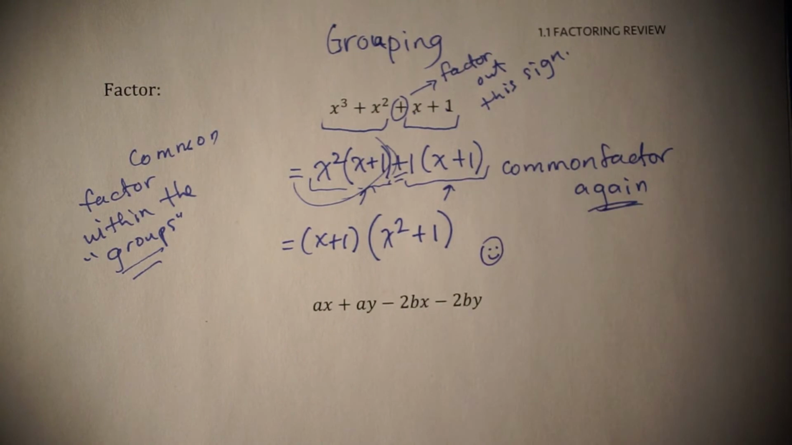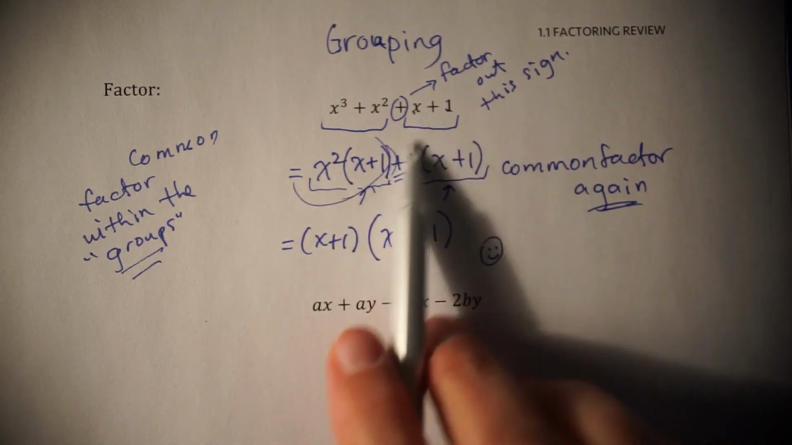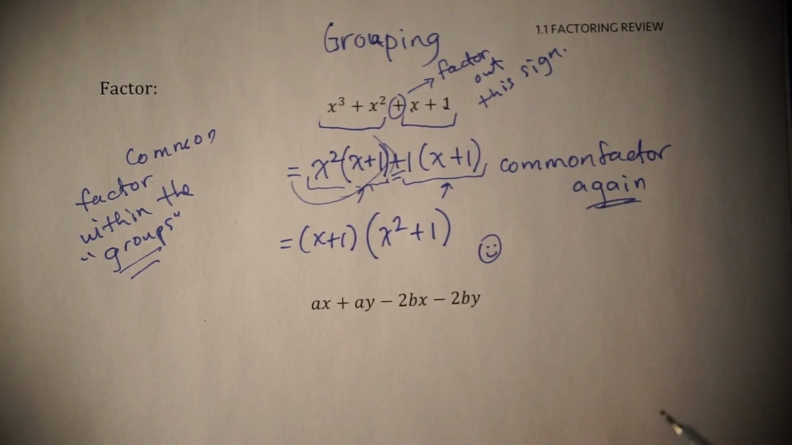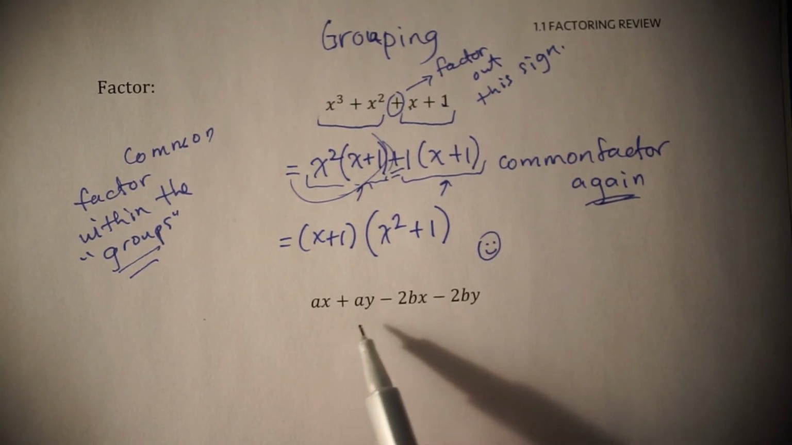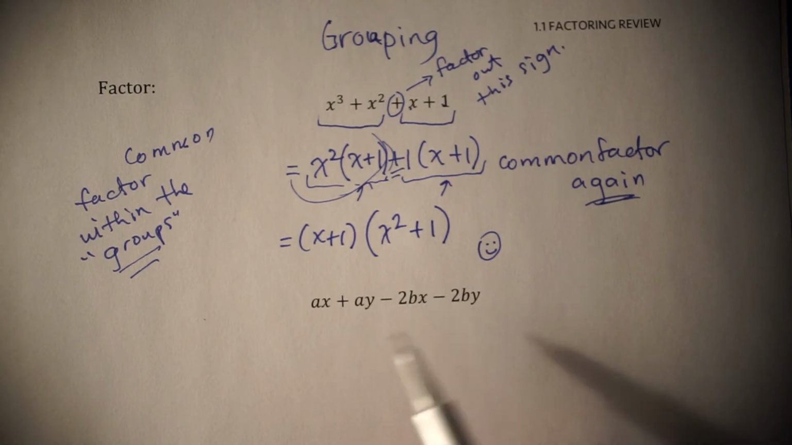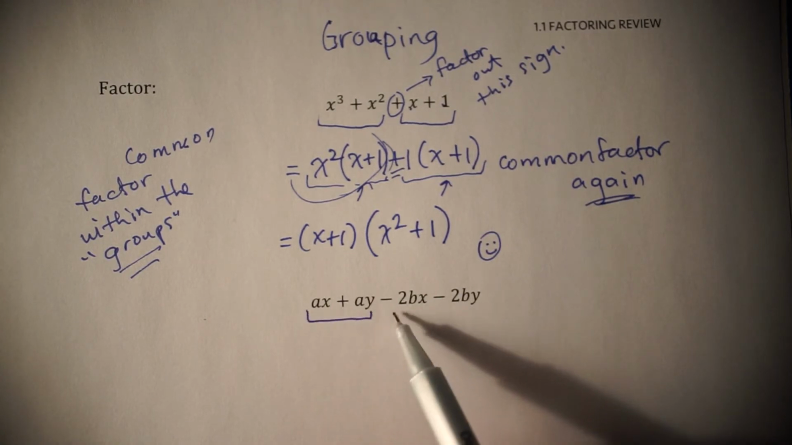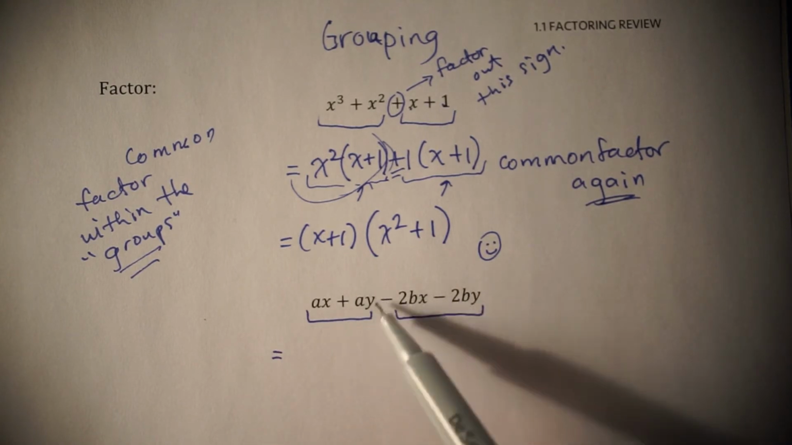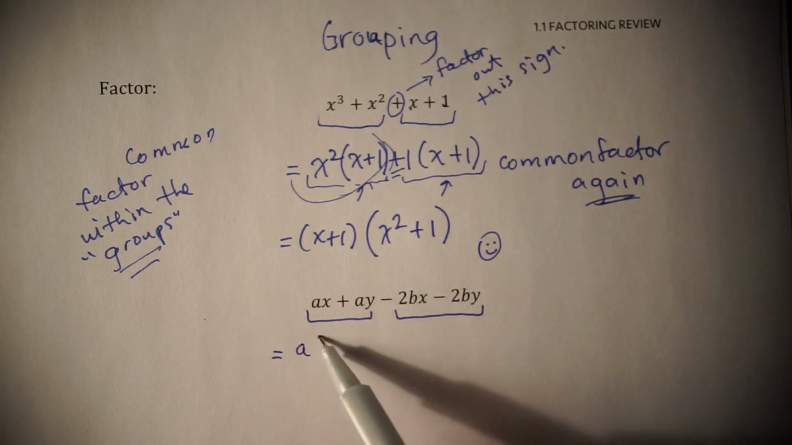Okay, so grouping, you try to group it into two groups where they have common factors in each of those groups. So for example, in the second one, I have ax and ay. Those look like they have things in common, and the b's also. So I'm going to group them into two groups, and I'm going to put an equal sign here, and I'm going to common factor within the group. So I'm going to take out the a.